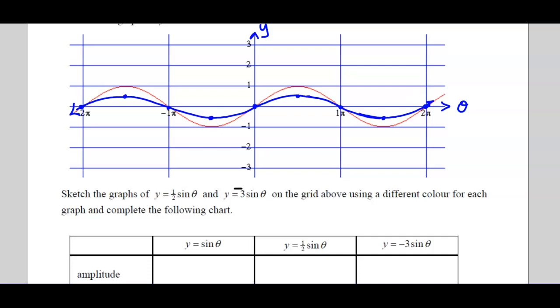Okay, so that's y equals a half sine theta. It's vertically compressed. Negative 3 sine theta: if you think about stretching, these still stay the same. And then we're going to stretch the original by 3 and then reflect it. So really it's like multiplying 1 by negative 3. Negative 1 by negative 3 is positive 3.